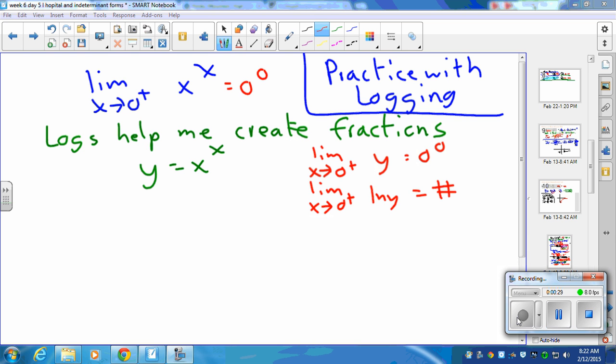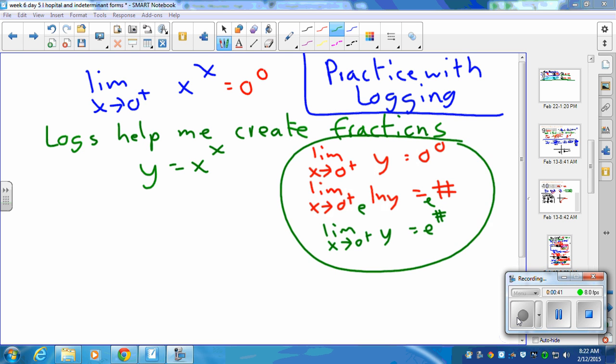Then my real answer is going to be, if I e both sides, the limit as x goes to 0 from the right of y being e to the number part. That's kind of, again, the thought process here. Okay, and we did that already on the last problem, and it was e to the number. That number happened to be 1, and e to the 1 was e. All right, so step 1, ln of y equals x ln of x.